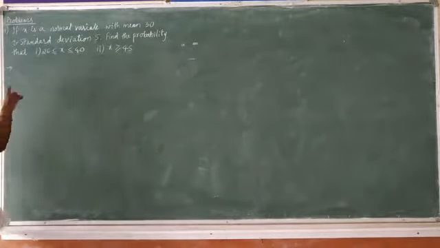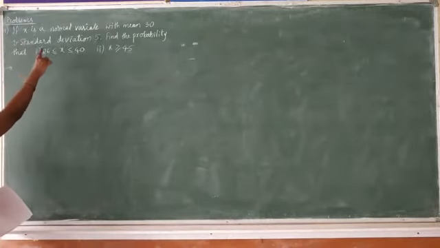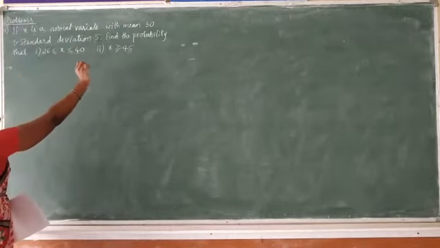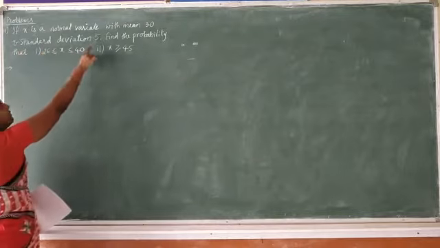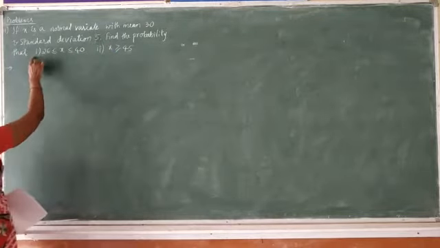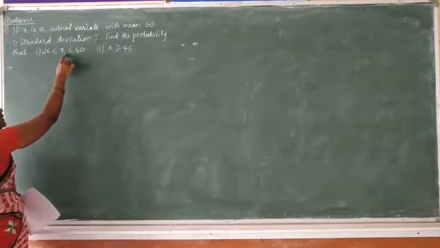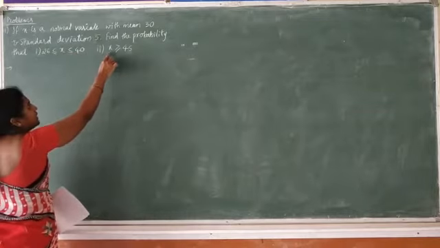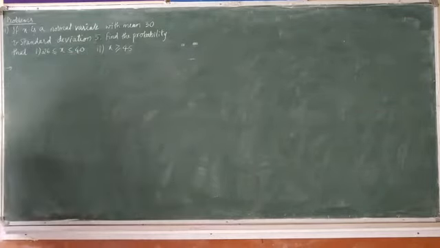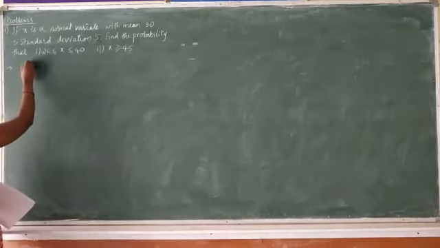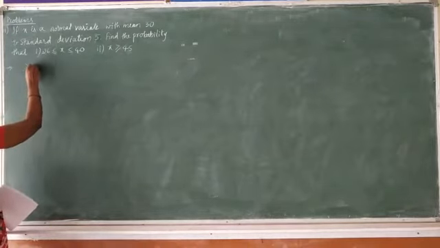Let's start the next example. If x is a normal variate with mean 30 and standard deviation 5, find the probability that 26 less than or equal to x less than or equal to 40, and x greater than or equal to 45. Let us consider the standard normal variate.